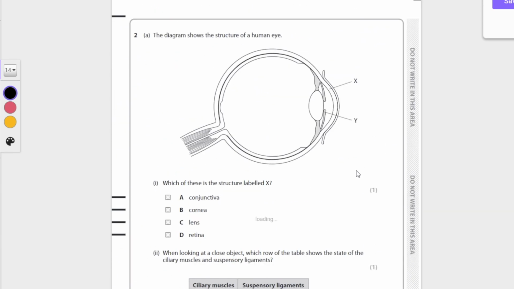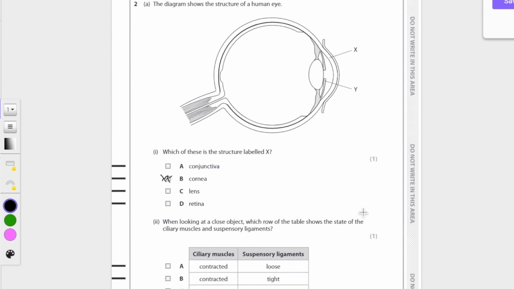Okay, question 2a, the eye. The eye is interesting. I found it quite hard when I was doing GCSEs, not hard, but it was quite complex compared to other units. So let's see, the structure of an eye, and a structure labeled X. We can see it's not pointing to the outermost layer of the eye, it's the thicker layer below that, and we know that should be the cornea. If I can tick the box, there we go. Okay, yeah, so we should know that.